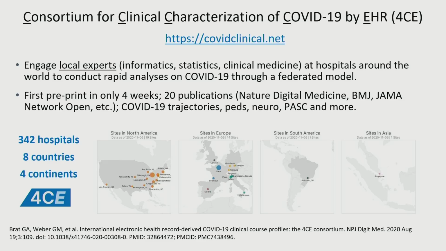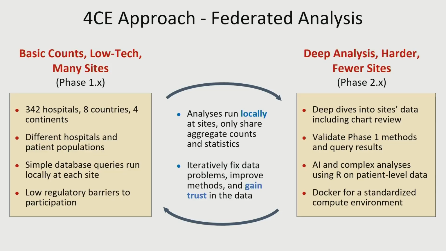There are two types of 4C analysis that we did. The first one we called phase 1. These are really basic questions. Just how many patients did you have? How many severe patients? How many were in ICU? These are just basic queries that were easy for sites to run. It was low barriers to participation, so we can get lots of institutions to help us with this. At the peak, we had over 300 institutions across 8 countries.